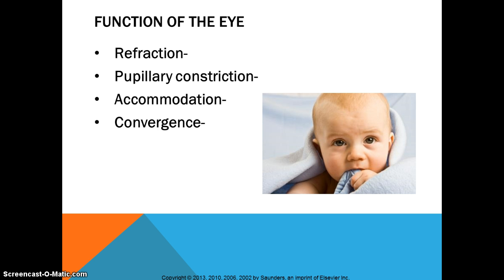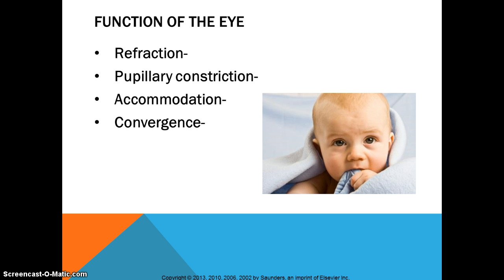Functions of the eye. The 4 eye functions that provide clear images of near and far objects are refraction, pupillary constriction, accommodation, and convergence, and we're going to discuss these in a little bit more detail. So refraction involves bending light rays from the outside world into the eye. The different curved surfaces and refractive media of the eye allow light to pass through to the retina. Each surface and media bends or refracts light differently to focus an image on the retina.